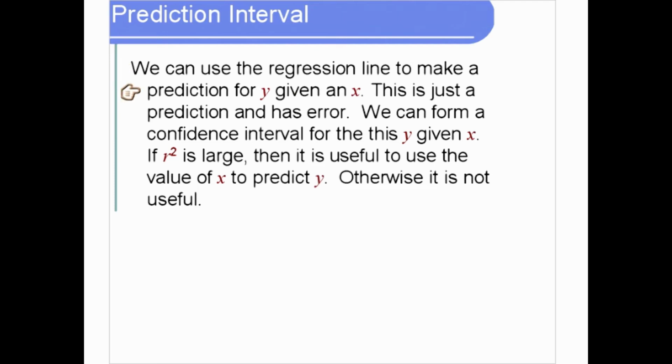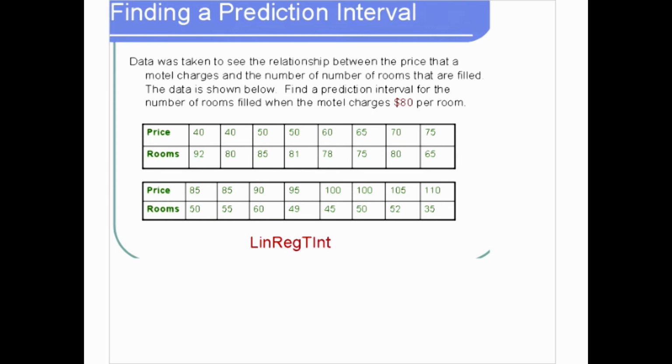This is how you interpret it. We can use the regression line to predict y given x. This is just a prediction and has error. So we can form a confidence interval for this y given x. If r squared is large, that's what we talked about last time actually, so if the regression line is close to the points, then it's useful to use the regression line to predict y. Otherwise, it's not useful. Any questions on that idea? Okay, if you don't have questions, let me move on and let's find one of these.